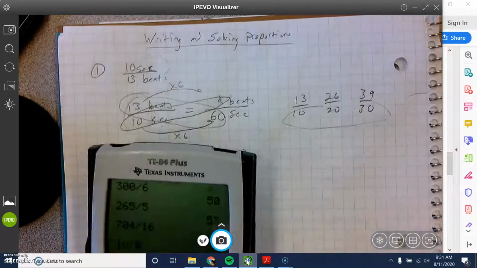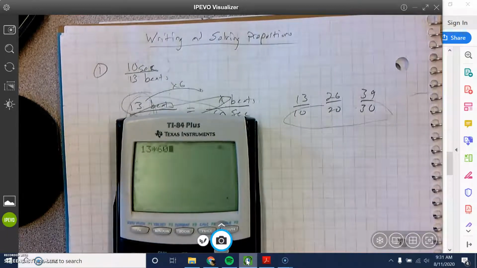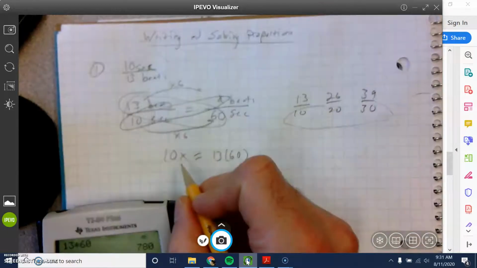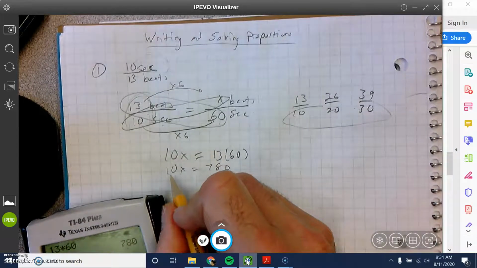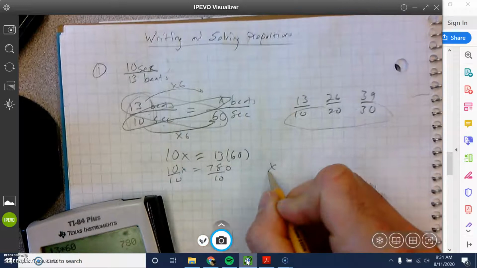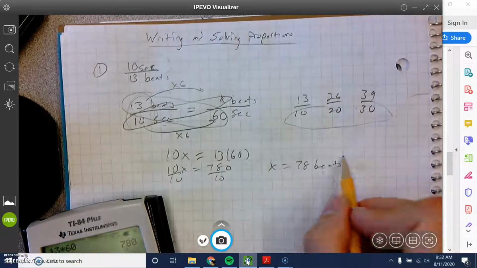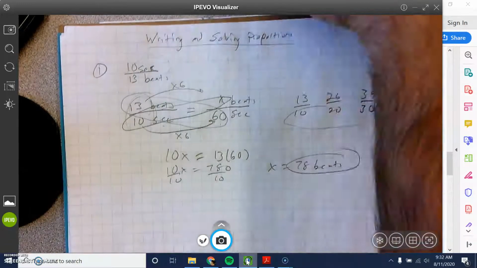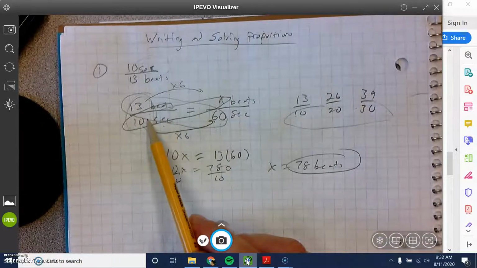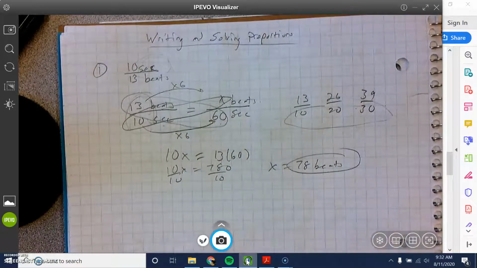Okay, get your calculator out. 13 times 60 is 780. So 10x equals 780, and then you divide by 10, x equals 78 beats for 60 seconds, or beats per minute in this case, because 60 seconds is a minute. Cool, number one, done. You saw 3 ways to do it: look at the numerator and denominator, roll out the ratios, or cross multiply. You have multiple ways to find the solution.